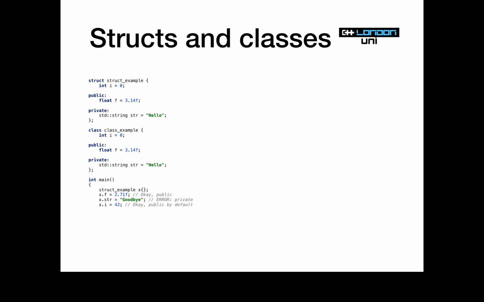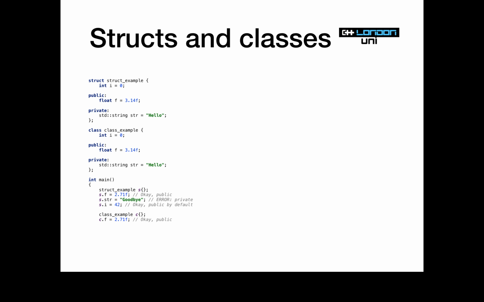So here, for those who can see, I know it's tiny, I'm sorry, I think this is probably the last tiny slide. So yes, we can access s.f, f is in the public section. We cannot access str because that's in the private section. s.I, that's fine because it doesn't have an access specifier yet. It's right at the top. But with struct, everything defaults to public. So s.I is public, that's absolutely fine.